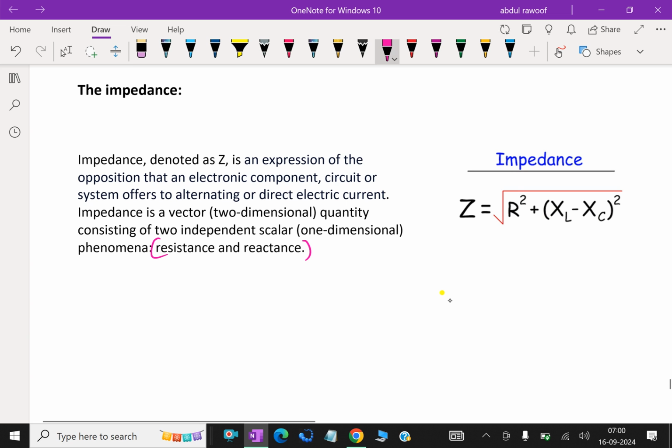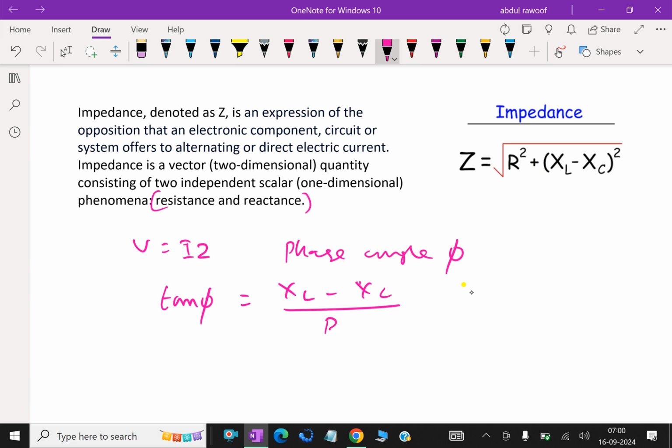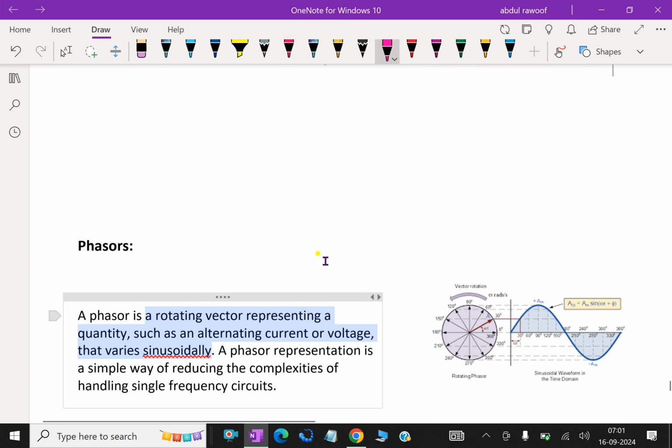Now we know that V equal to IZ, and the phase angle phi, then tan phi equal to (XL minus XC) over R, then cos phi equal to R over Z. These are the formulas. Next one, what are phasors?